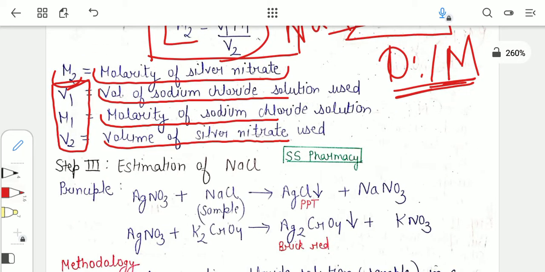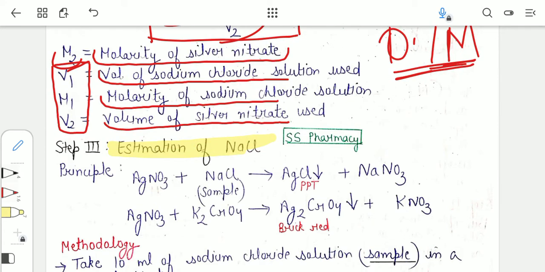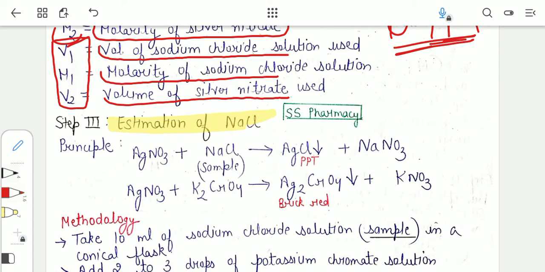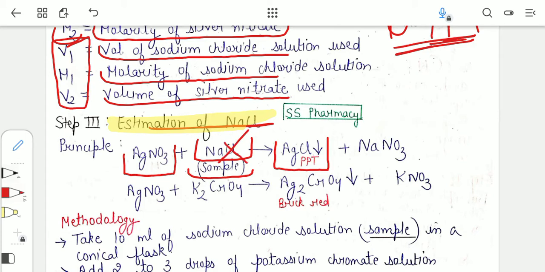Now let us move to the next part, which is the estimation of sodium chloride. The solution of silver nitrate, which we have prepared and standardized in the above steps, we will use in order to estimate our sample, which is sodium chloride. This principle is again the same as for Mohr's method. Our standardized solution of silver nitrate will react with sodium chloride, our sample, and again form white precipitates of silver chloride. Then, when all the chloride ions have been used, the excess silver nitrate will react with our indicator, potassium chromate, to form precipitates of silver chromate, which are of brick red color.